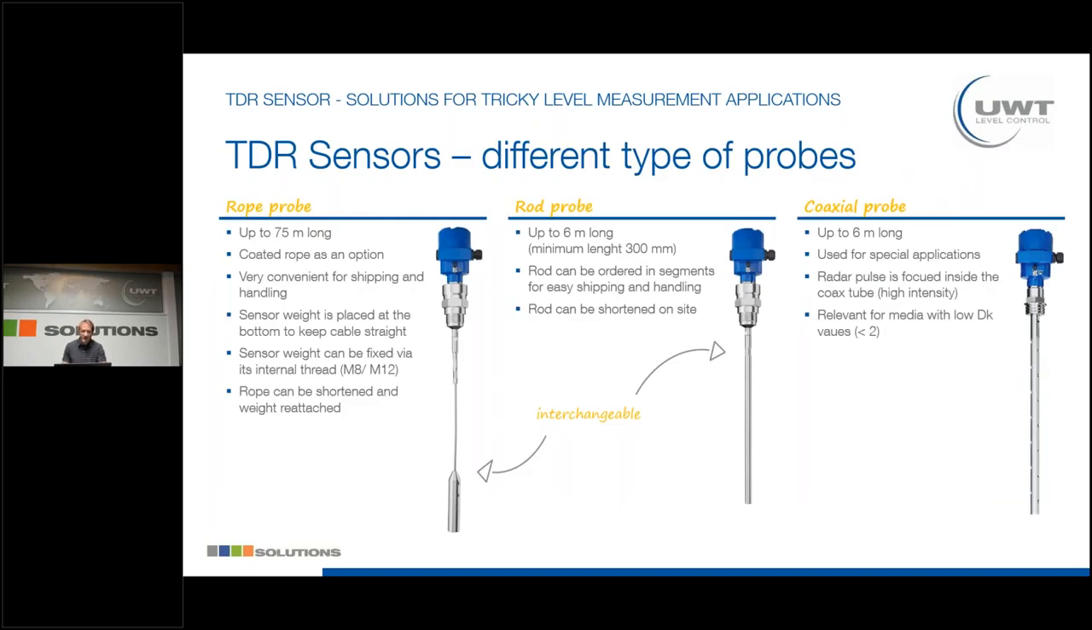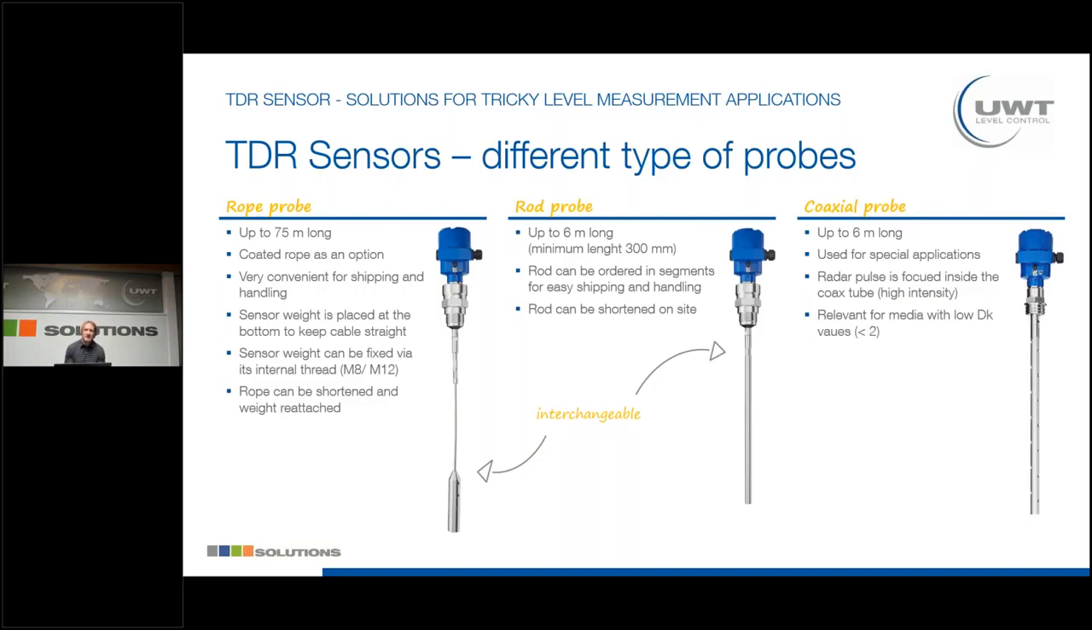As I said, we have different types of probes. So we have the rope probe, sensors with rope probe. They can be made very long. We have an option as a coating, so they are easy to ship and easy to mount. Also, when it comes to longer or higher silos, they can be fixed with the tension wire, and they can also be shortened and cut to the length which the application needs.